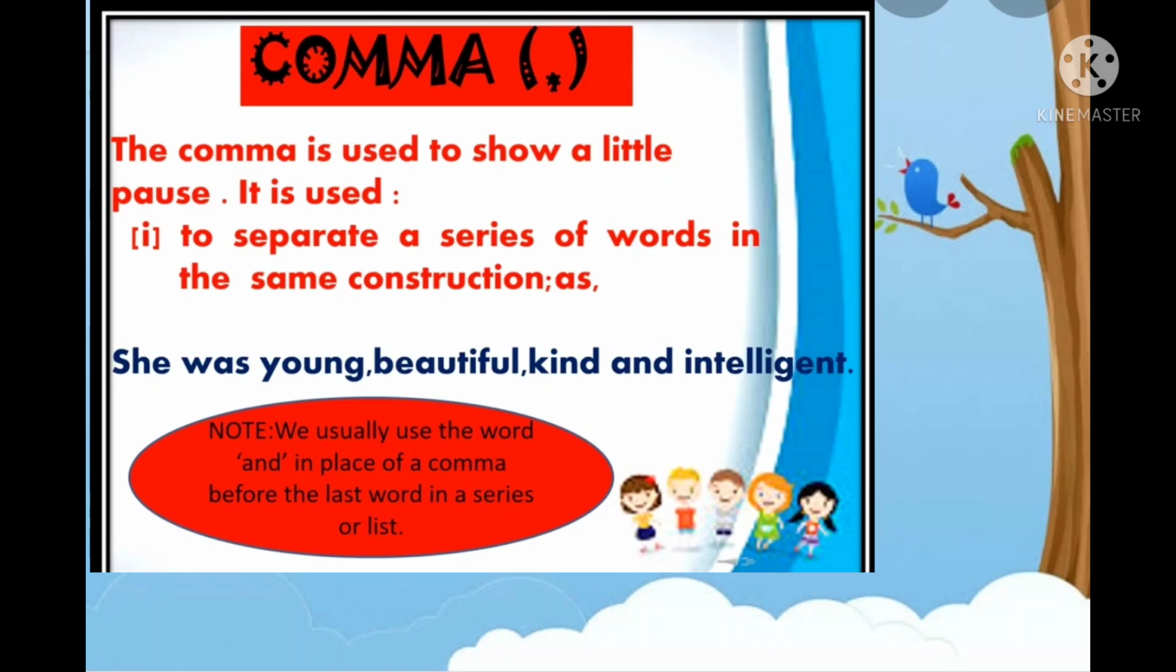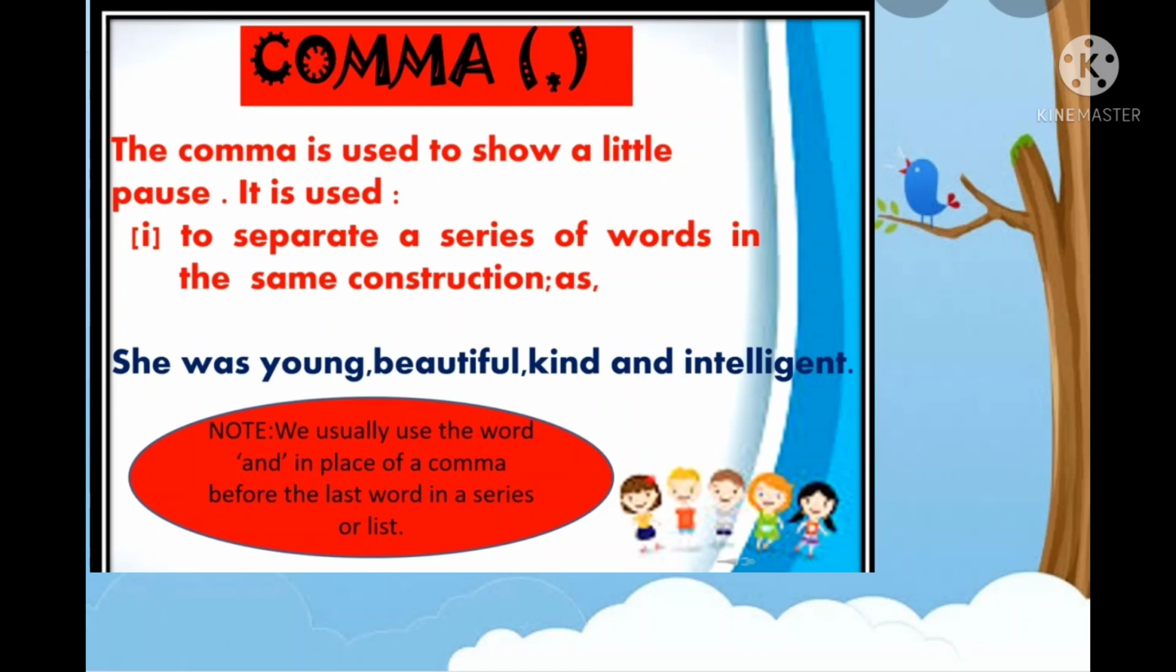Next is comma. The comma is used to show a little pause. Comma is used, first one, to separate a series of words in the same construction. For example, she was young, beautiful, kind and intelligent. All these words belong to the same category. That is why we have used comma to separate these words.